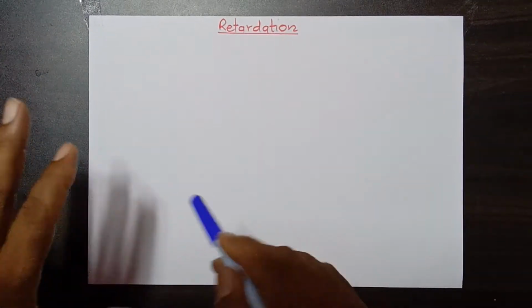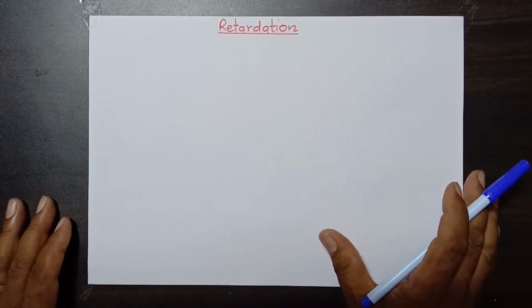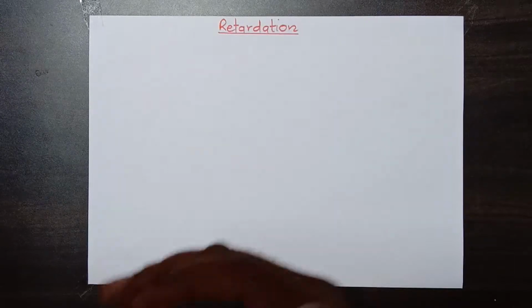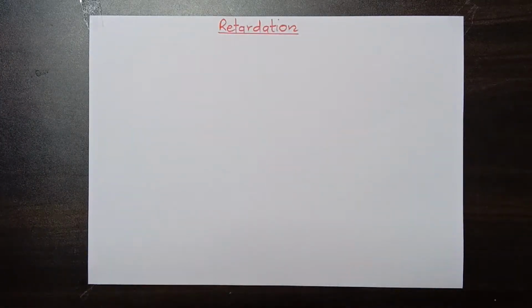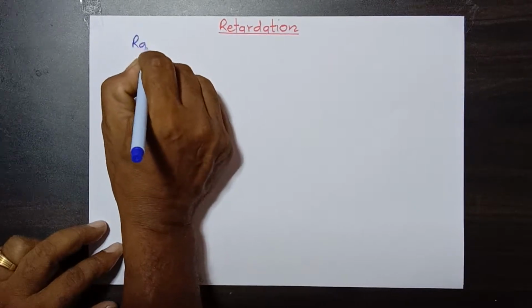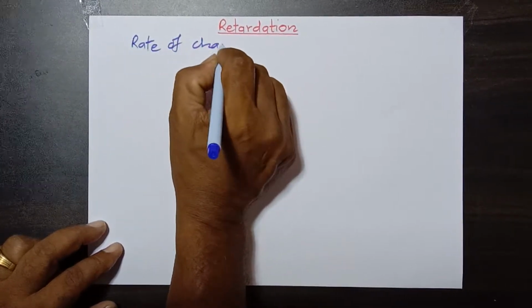Actually, retardation and acceleration are the same, but there is a little difference. Retardation comes under acceleration. How? What is acceleration? Rate of change of velocity is called acceleration.